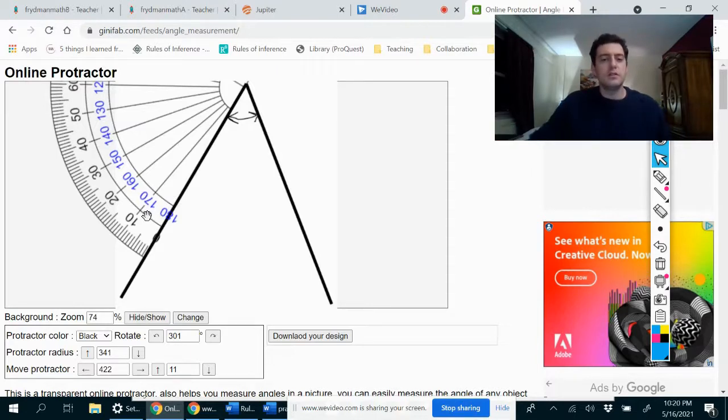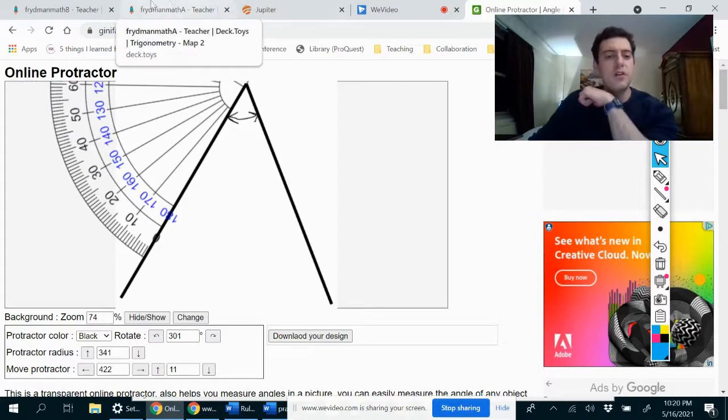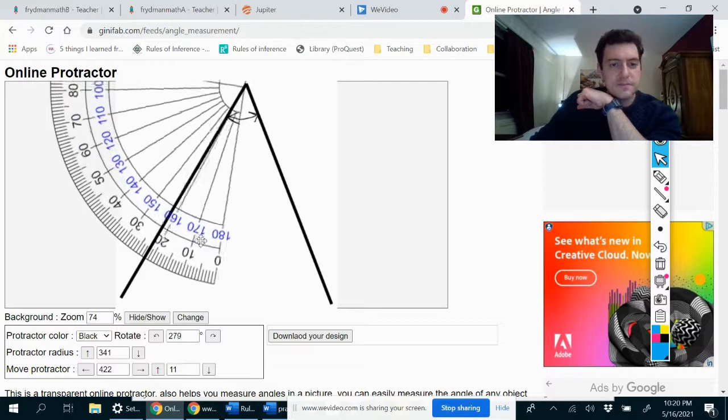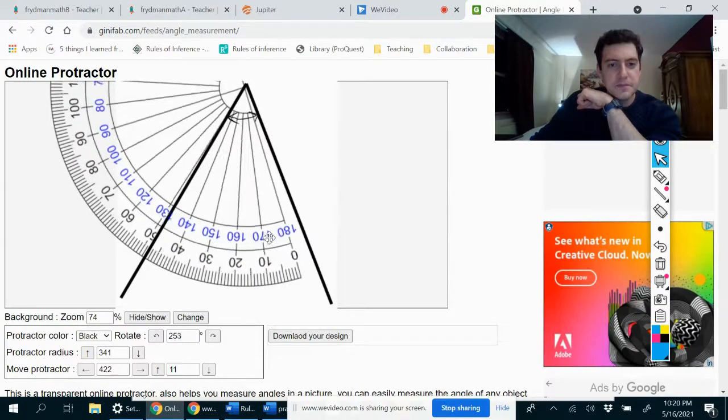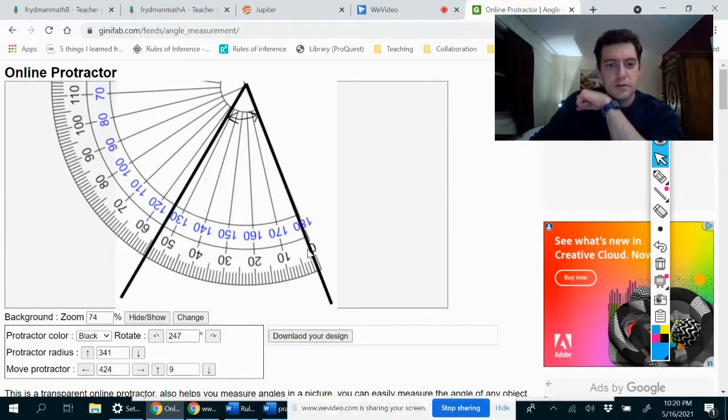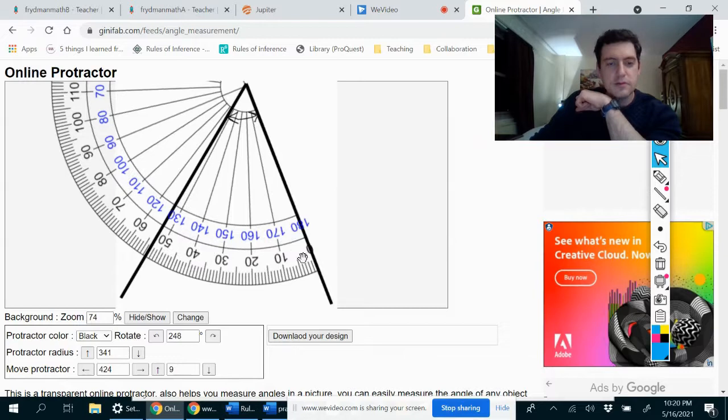This is no good. You can't measure it this way because, okay, this line here is going through 0, but this line is not going through any of the numbers here. So that's no good. We're not going to be able to measure the angle that way. So let's continue turning this. Okay, that's all. There we go.